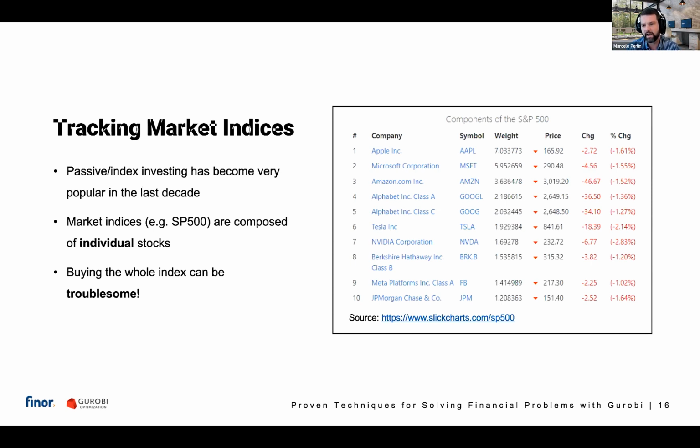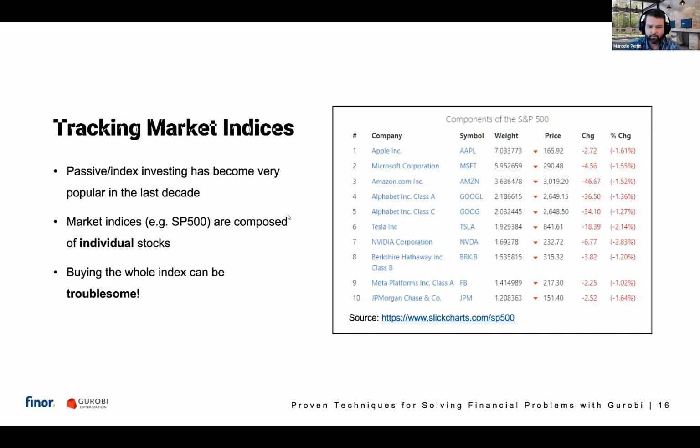So if you want to have the index, let's say you want to have the S&P 500 in your portfolio, what you can do is just buy the individual assets following the compositions that they have in the market index. So for example, Apple is around 7%. You can see that in this table I'm showing on the slides. Microsoft's around 6% of the S&P 500, and so on and so forth. So if you want to replicate the index, let's say you have $100,000, you just split it according to these weights, okay?